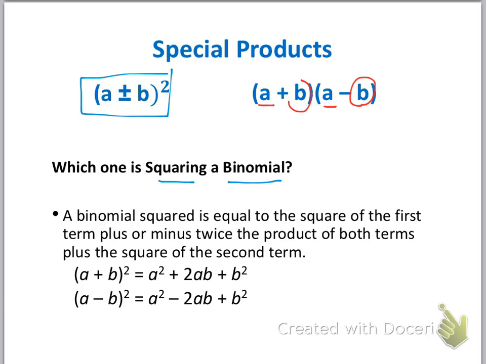Squaring a binomial. You take the first number and you square it. Then you take double the first number times the second number. And then you take the second number and you square it. And the only difference with the plus or the minus is whether you have a plus or a minus. So let's look at where this comes from.